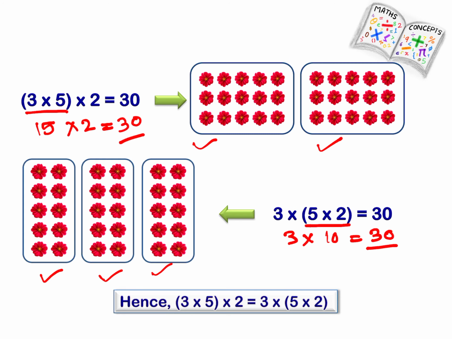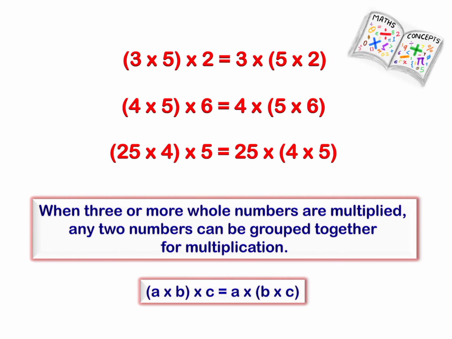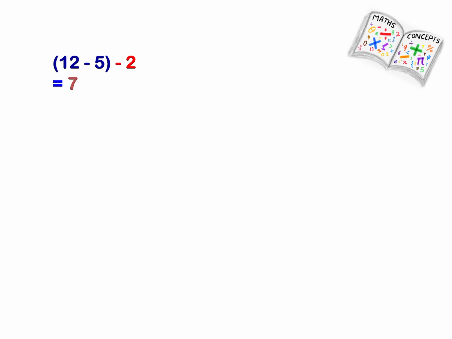This means when I am multiplying 3 or more whole numbers, I can group any two numbers together, and a few more examples are shown here. Which means associative property is true for multiplication of whole numbers, and I can show it as a generic rule like this. In bracket a into b multiplied by c equal to a multiplied by in bracket b into c.